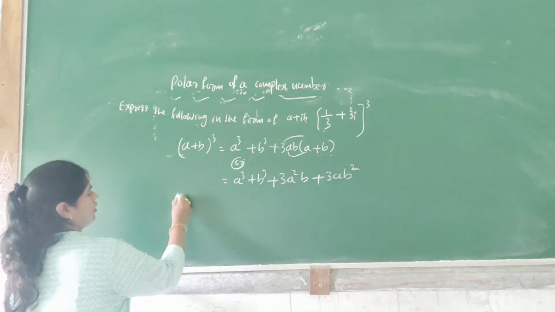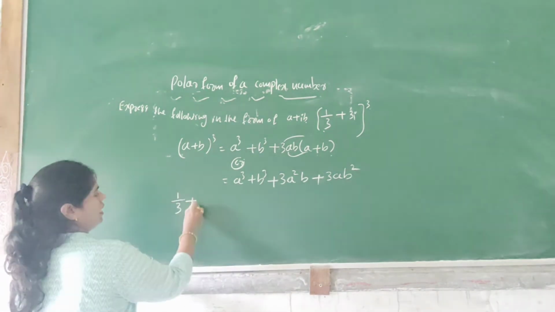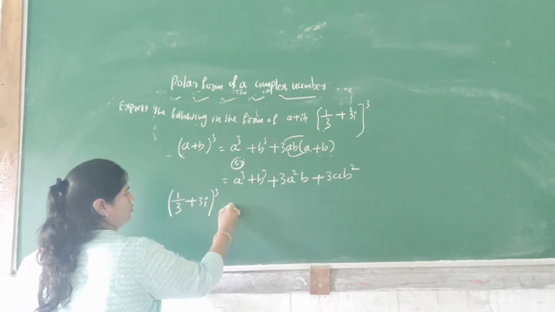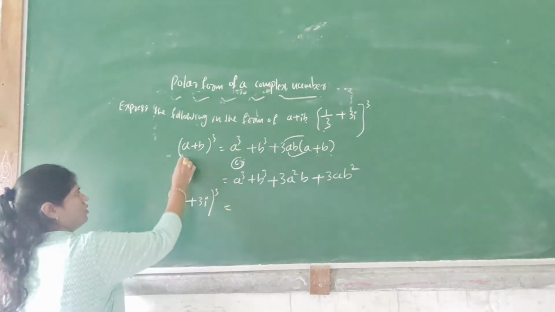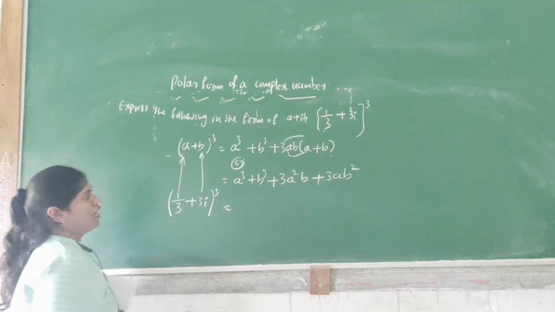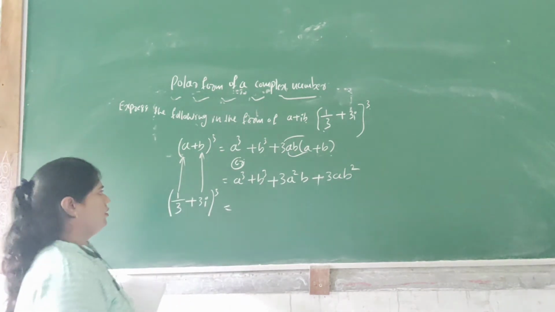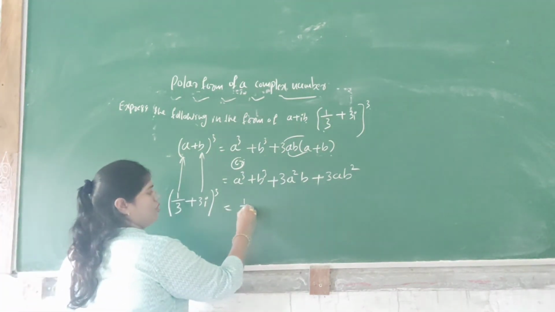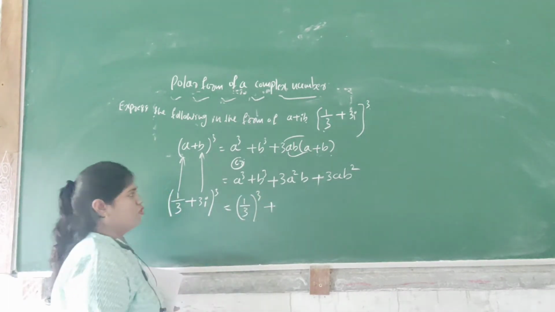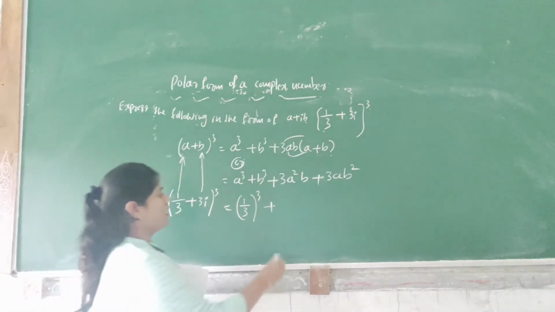What is this one? 1 by 3 plus 3i whole cube. Here a is 1 by 3, b is 3i. Okay? What is a cube? 1 by 3 whole cube. Slowly do. b cube is 3i whole cube.